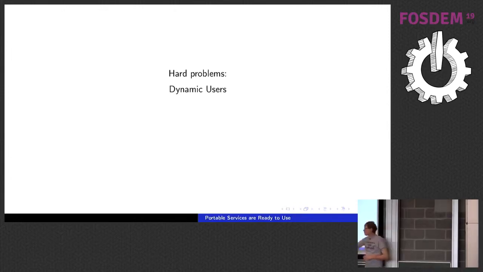So the file system, where about does that mount? Where does that look like in the bind namespace inside the portable service? So the question was, how does the file system look like inside of the service's namespace, basically?